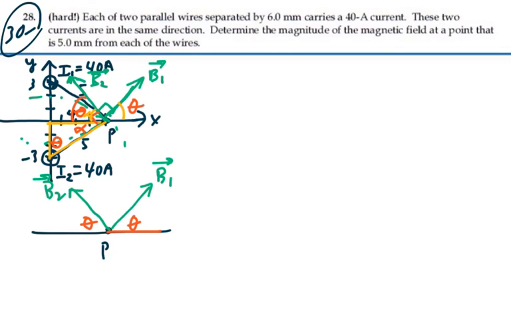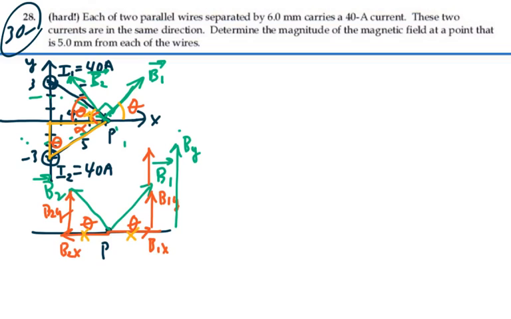So the x components of these two magnetic fields are actually going to cancel out. We have a B1x that's going to be equal to a B2x and in opposite directions, so they will cancel out. And we'll only have to worry about our y components, B1y and B2y, which are in the same direction. And those two y components will add, giving us a net magnetic field that is in the y direction. So that's where we're headed.